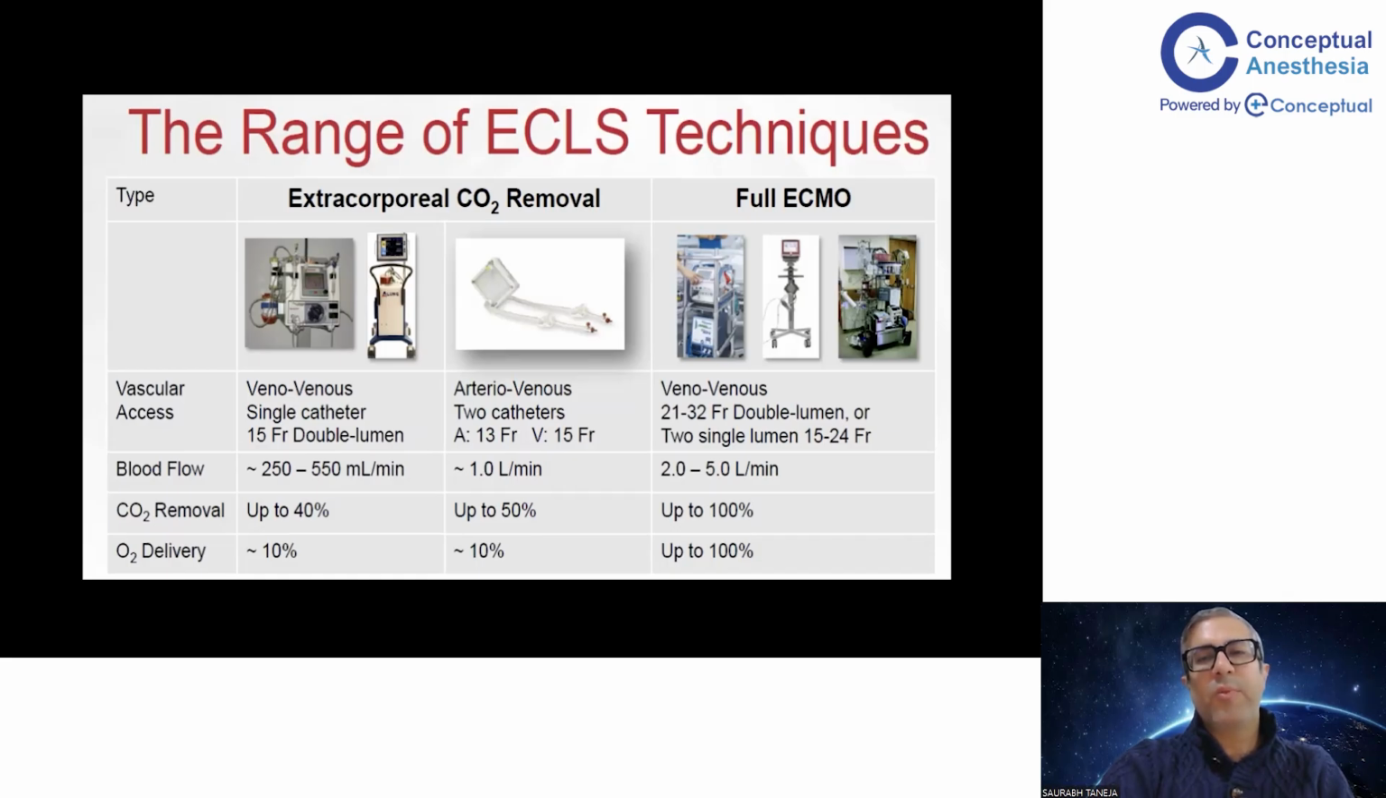Whereas when we try to remove only the carbon dioxide from the blood, it is around 200 to 500 ml per minute only. The idea is to remove 40 to 50% of carbon dioxide. But remember, when you try to remove only the carbon dioxide, it won't treat any hypoxemia. So especially in patients who are hypercapnic, we can use an extracorporeal CO2 removal technique.